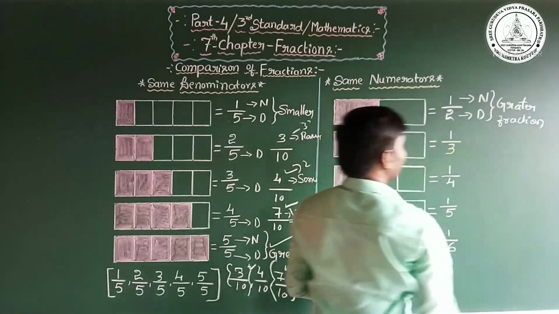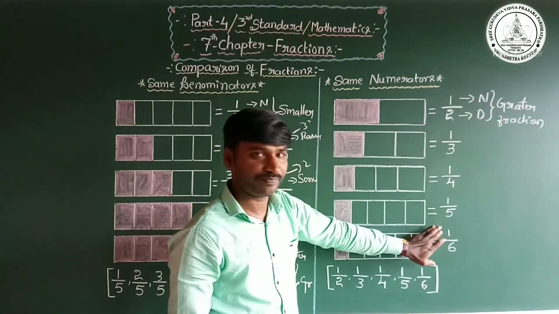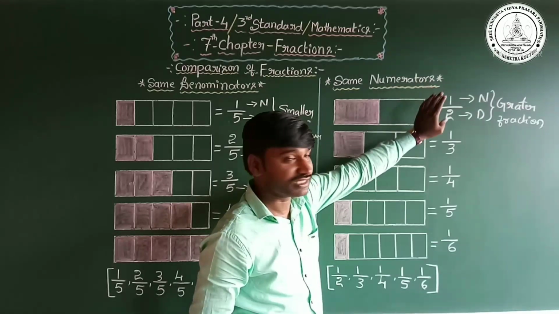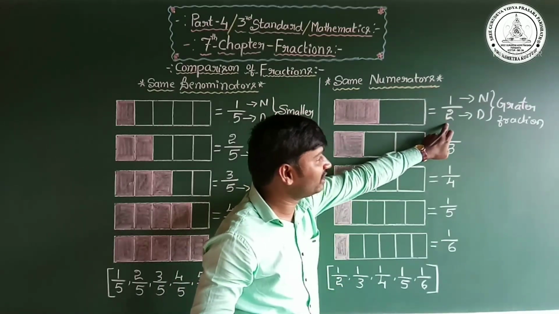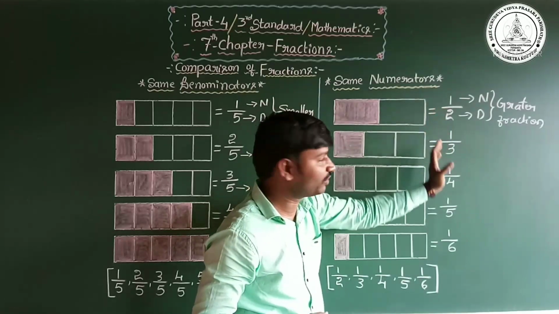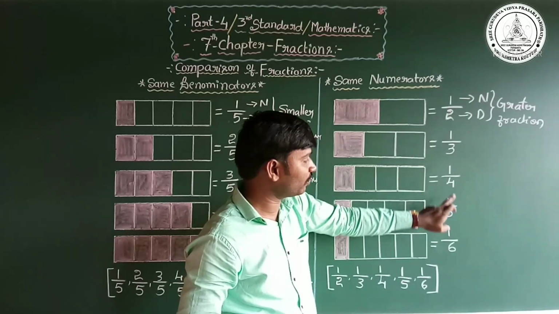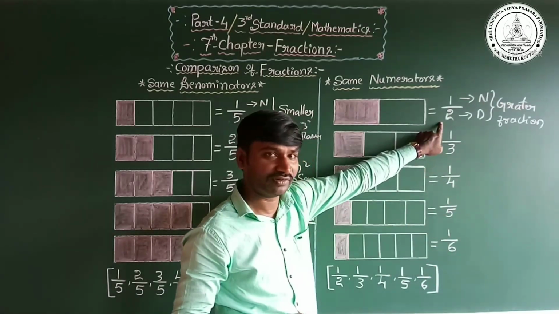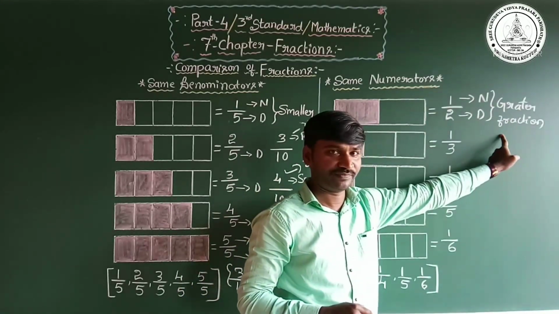Yes, dear student, the given fractions have the same numerator. When the numerators are the same in the given fractions, the fraction whose denominator is smaller compared to the other denominators is greater. Here the denominator is 3, here 4, here 5, here 6. Compare these fractions, 2 is the smallest. So this fraction is the greater fraction.